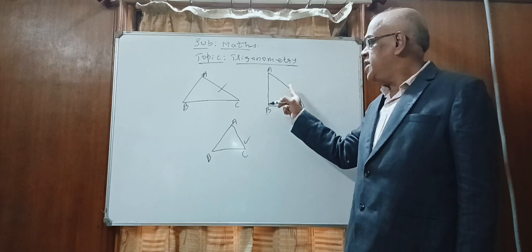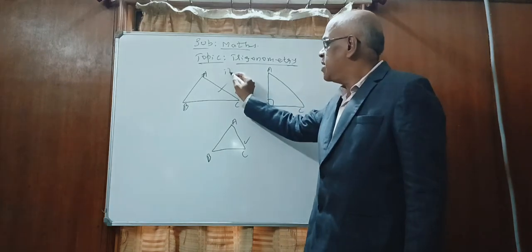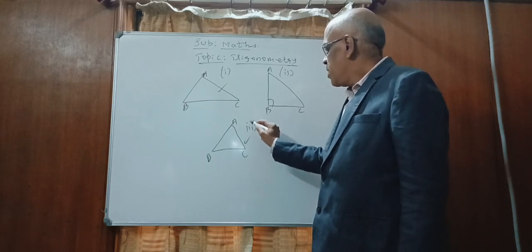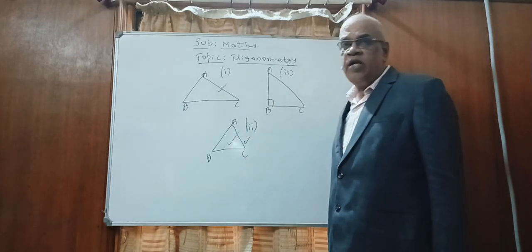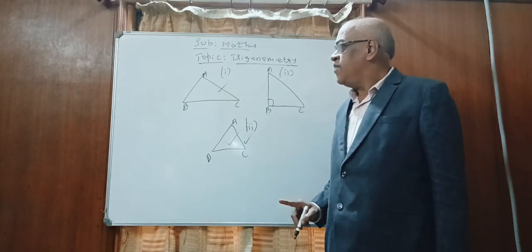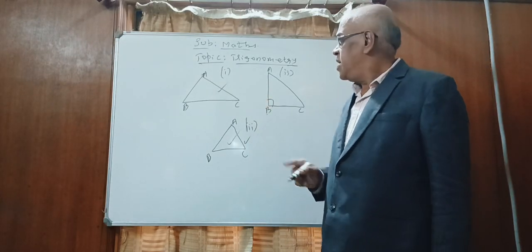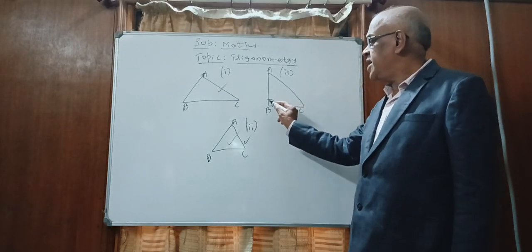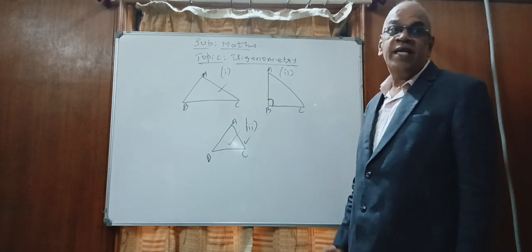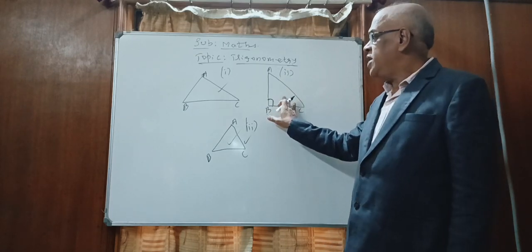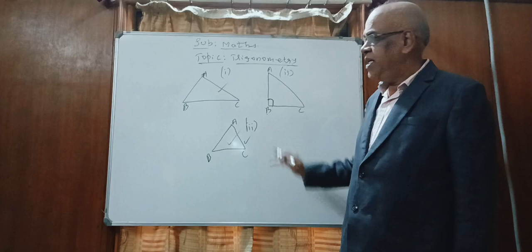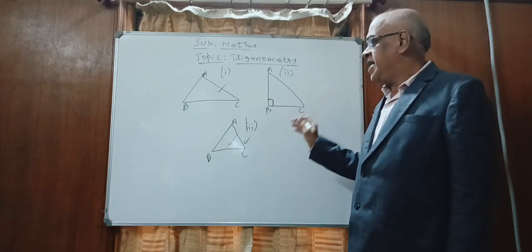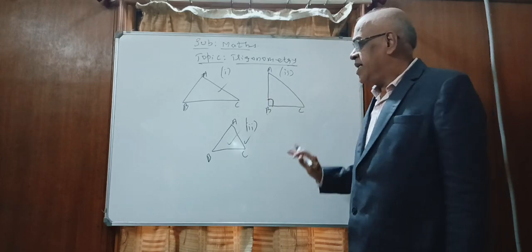What about this one? I will call them diagram 1, diagram 2, diagram 3. Diagram 3 is an acute angle triangle. Diagram 1 is an obtuse angle triangle. What about the second triangle? It's a right angle triangle. What is a right angle triangle? A triangle in which one angle is 90 degrees. So in trigonometry, we are discussing only right angle triangles. From now onwards, if I say triangle, you have to consider it as a right angle triangle, not an acute angle or obtuse angle triangle. I will erase this.